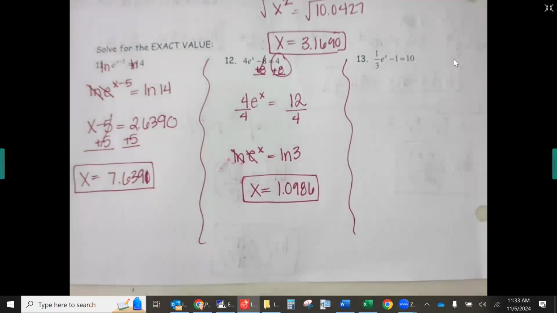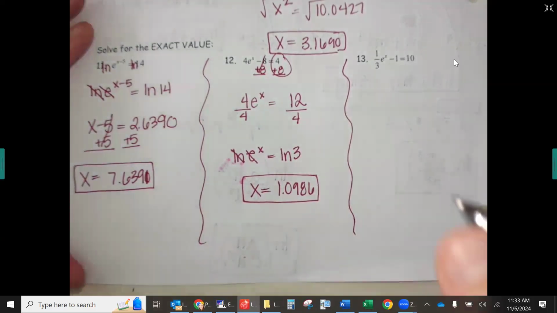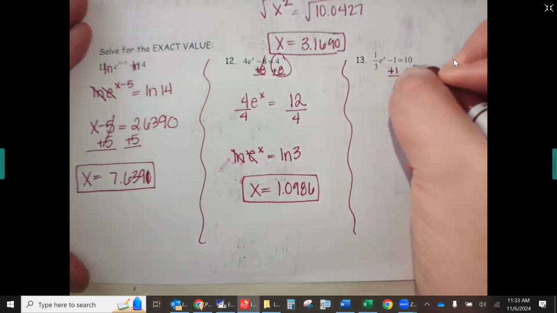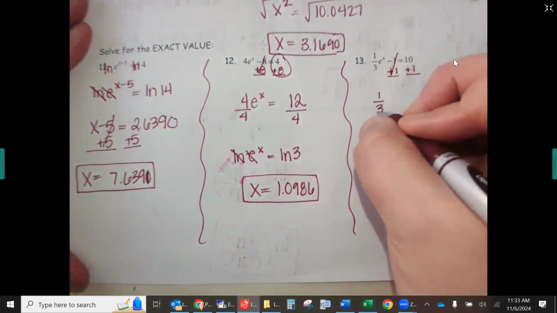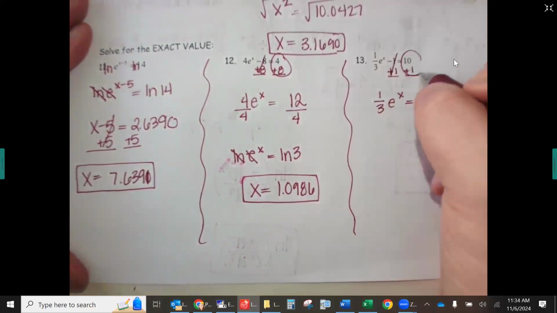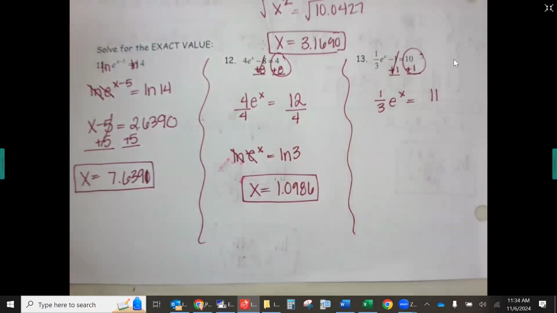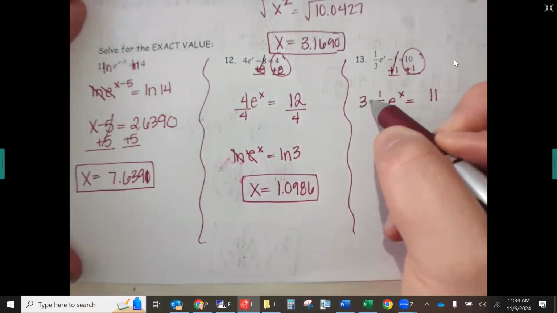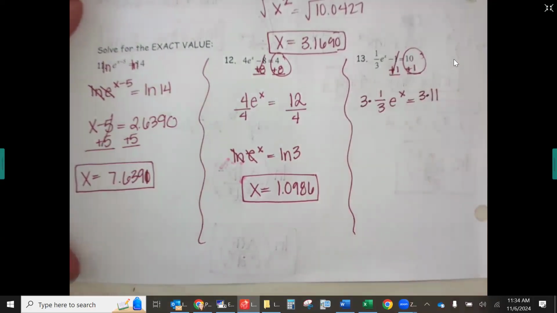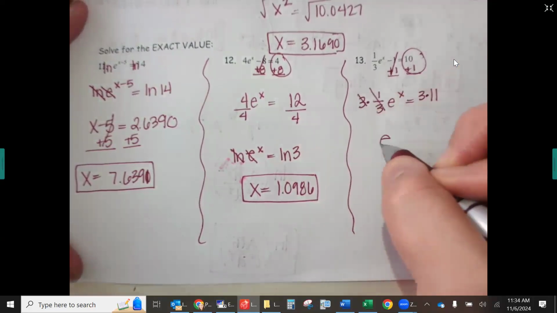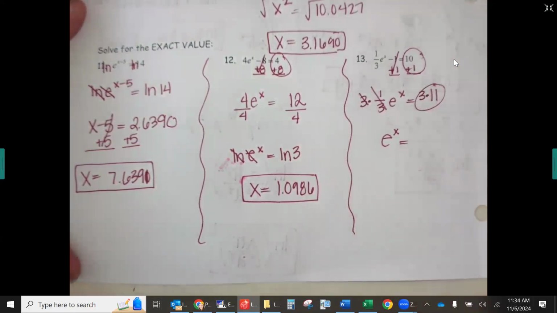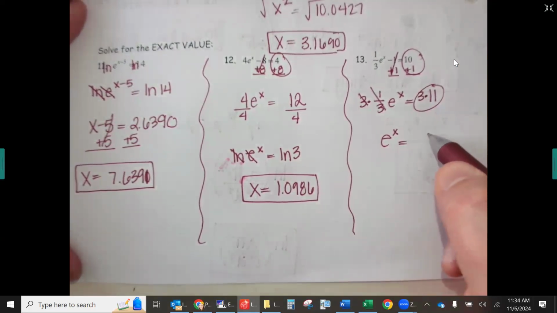So looking at number 13, remember you want to get rid of any add or subtracts first. What are we getting rid of? 1. And it's a minus 1. So to undo a minus 1, I'm going to do a plus 1. So I have 1/3 e to the x equals 10 plus 1 gives me 11. 1 divided by 3 can be undone using what operation? Times 3. The 3 and 1/3 cross out. E to the x equals 3 multiplied by 11 gives me 33.